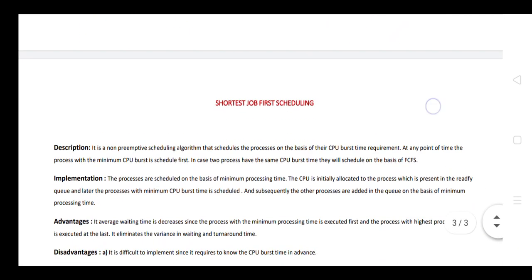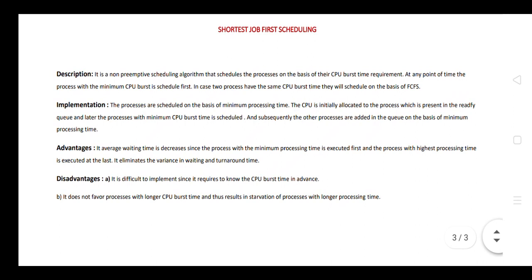Now the next is the shortest job first scheduling algorithm. In the next video, while explaining the example of first come first serve, I will show you the difference between the turnaround time and waiting time in shortest job first and in the same problem with first come first serve. You can understand that both the turnaround time and the waiting time are minimum in shortest job first compared to first come first serve.